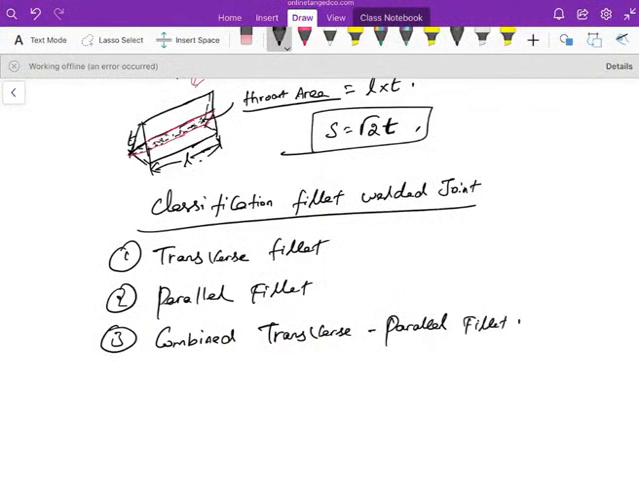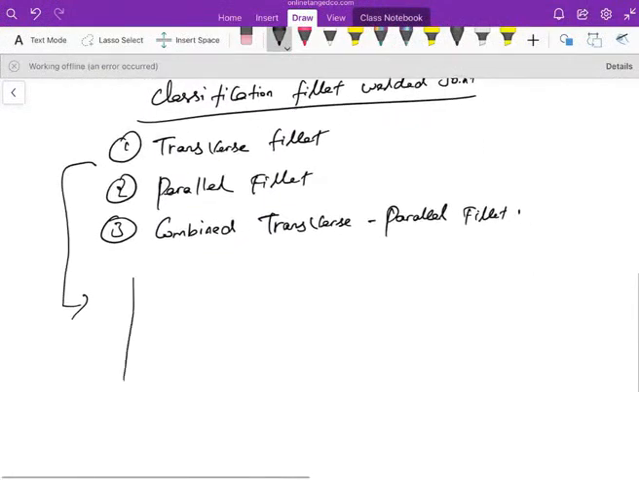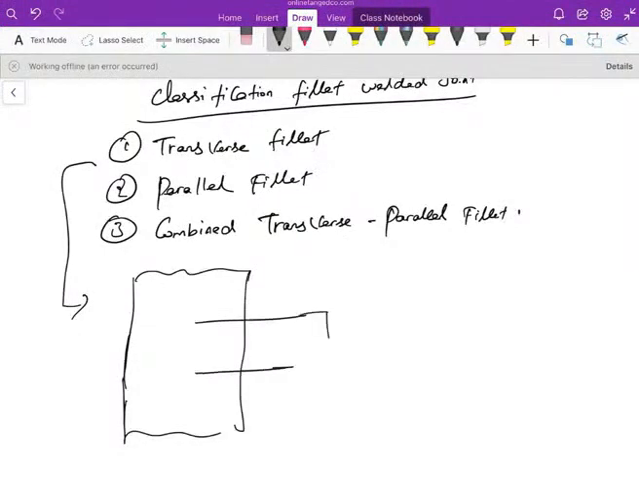What does a transverse fillet mean? Suppose I'm having, this is my base material. Okay, on top of it, if I'm doing the welding something like this, this is my welded area. Let me draw this in a different color. Okay, this is my welded area. You got it, right? If I'm applying a load something like here, okay, these are my lengths.